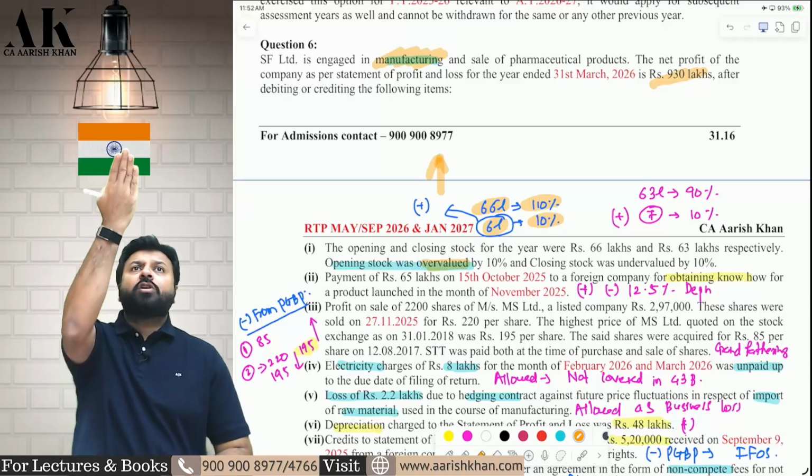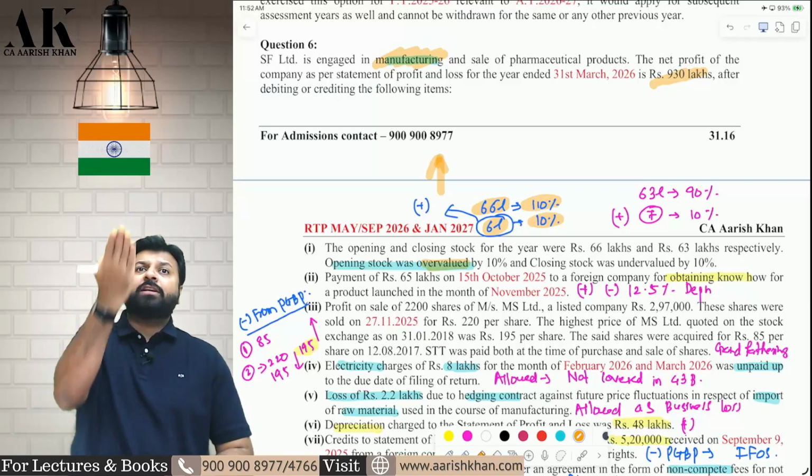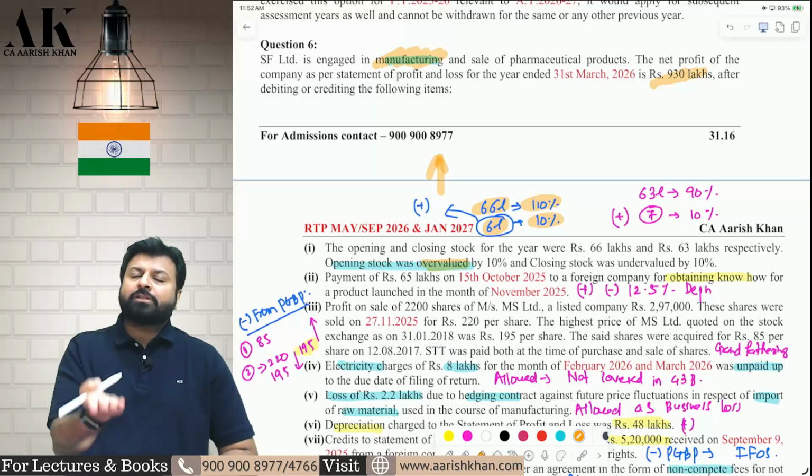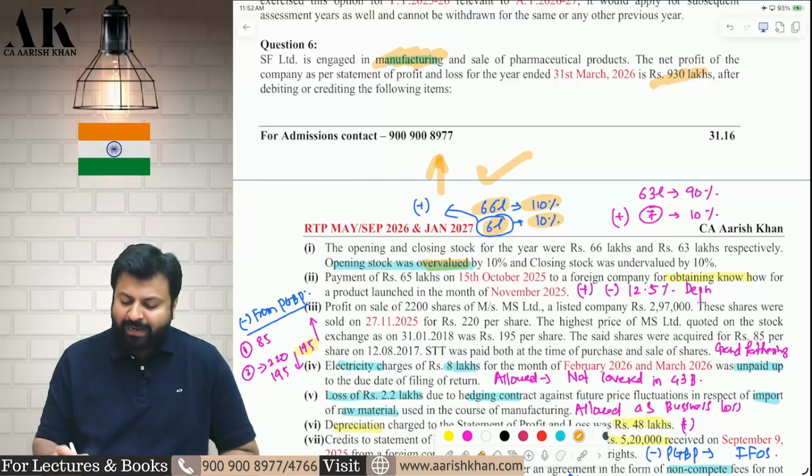So if the opening stock is overvalued, it means the debit side of the P&L is overvalued. If the debit side of the P&L is overvalued, it means you have claimed more expense, so add back. You have claimed more expense, na? So add back this 6 lakh. This 6 lakhs will be added back.